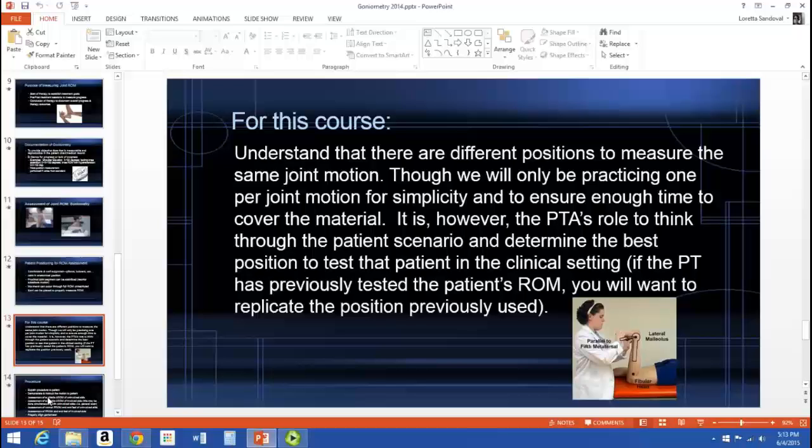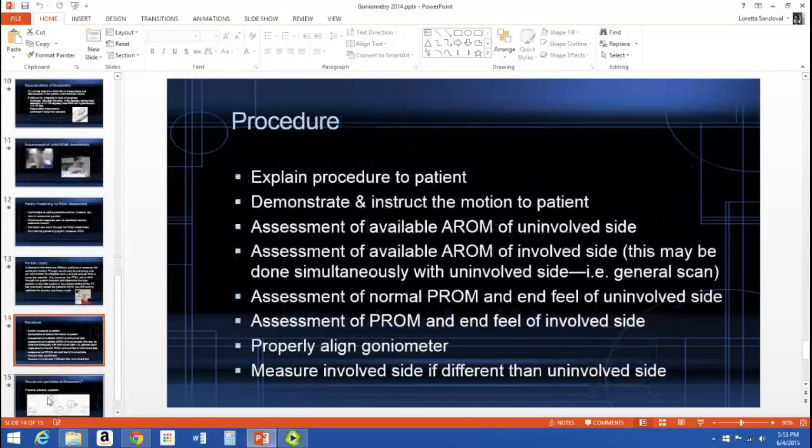Okay, so just because we show one way in lab, that is not the only way to measure it, but we're looking at one way just for simplicity and time. Just know that there's more than one way to do it.